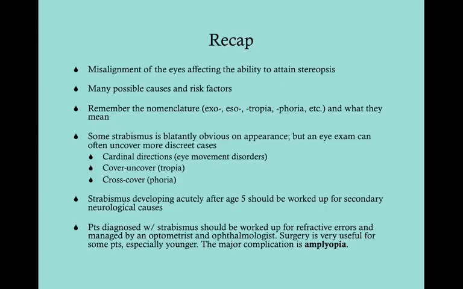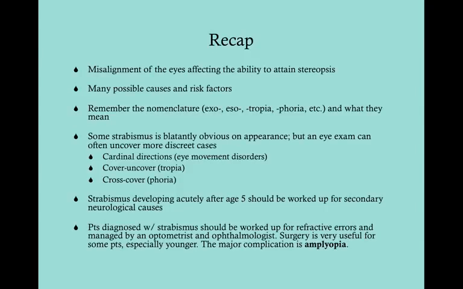So, recap: misalignment of the eye affecting the ability to obtain stereopsis, that is strabismus. There are many possible causes and many risk factors. Remember the nomenclature, exo, eso, tropia, phoria, and what they mean. Some strabismus is blatantly obvious on appearance, but an eye exam can uncover more discrete cases. The cardinal directions of gaze will uncover eye movement disorders. The cover-uncover test will diagnose a tropia. The cross-cover test will diagnose a phoria.